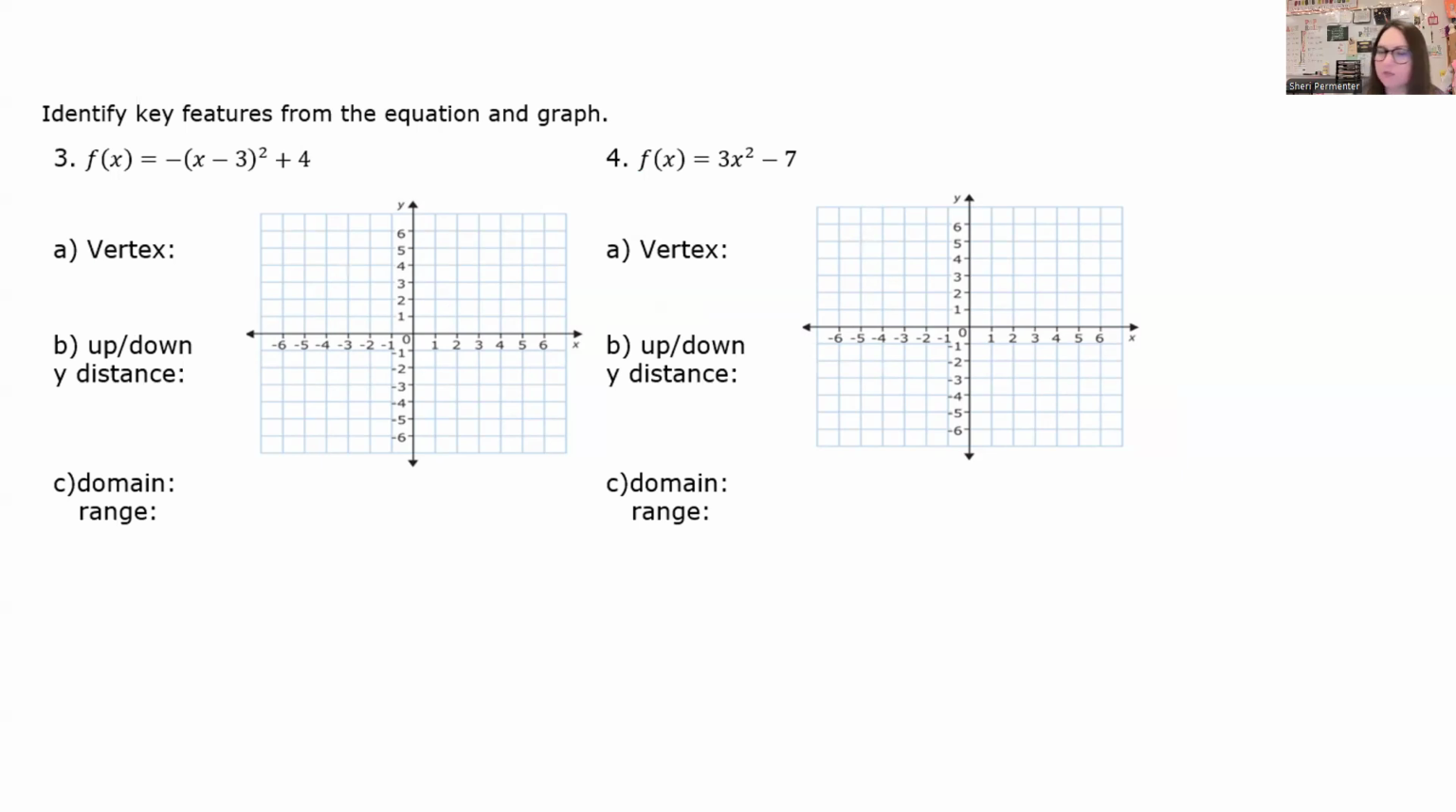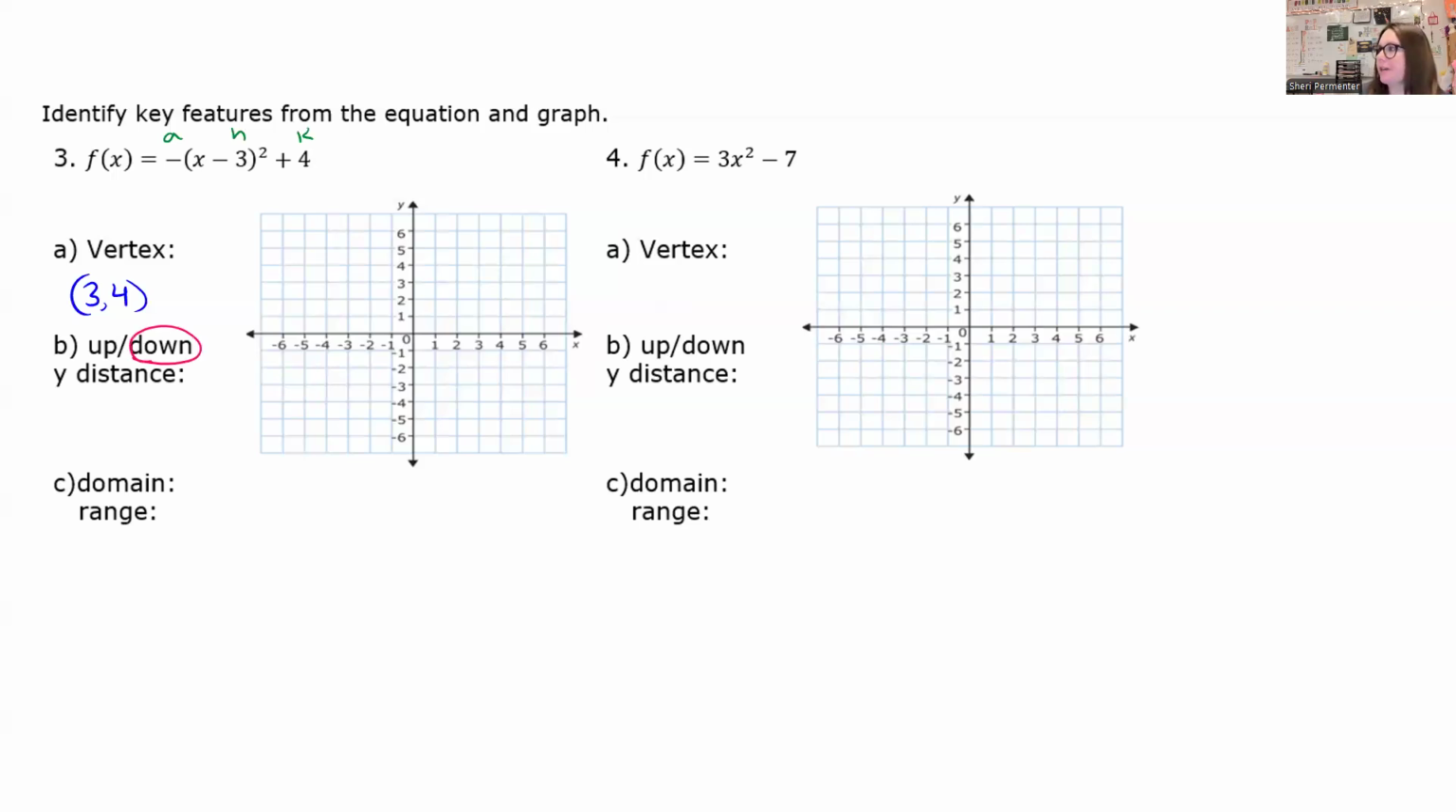The vertex for the first equation, what's my vertex going to be? 3, 4. Very good. So my H is right here, my K is right here, and that's my A. So my vertex is 3, 4. Is this going to open up or down? Down, because it's negative. So it's going to open down.